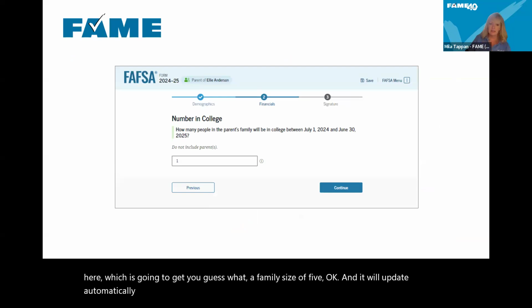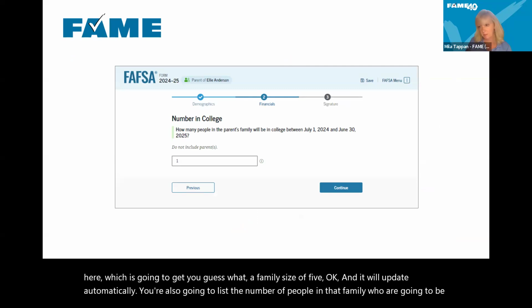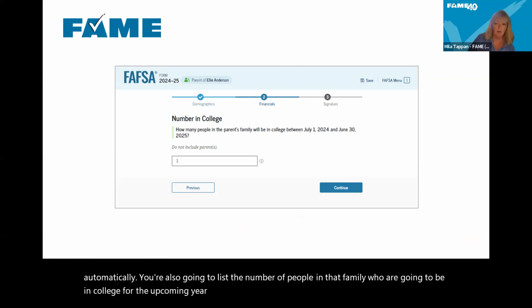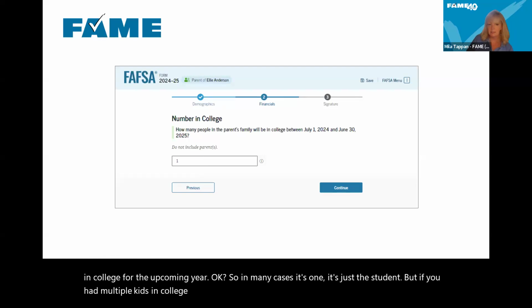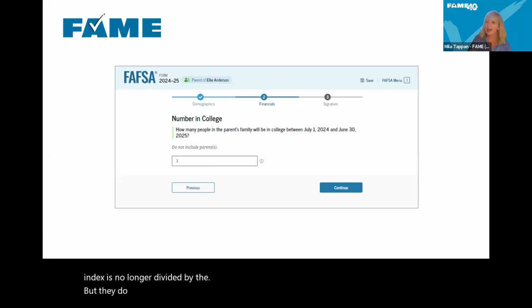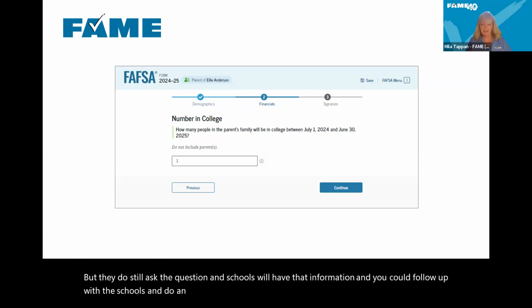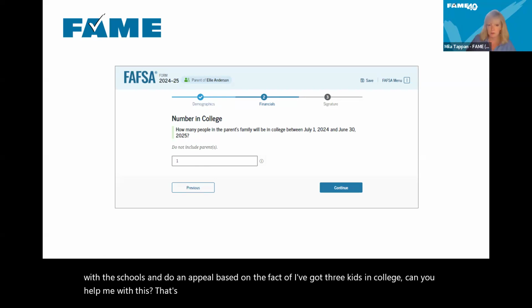You're also going to list the number of people in that family who are going to be in college for the upcoming year, okay? So in many cases, it's 1, it's just the student. But if you had multiple kids in college, you would list more than that. But keep in mind, the student aid index is no longer divided by the number, but they do still ask the question. And schools will have that information, and you could follow up with the schools and do an appeal based on the fact of, I've got 3 kids in college. Can you help me with this? That's an appropriate thing that we would want you to do.